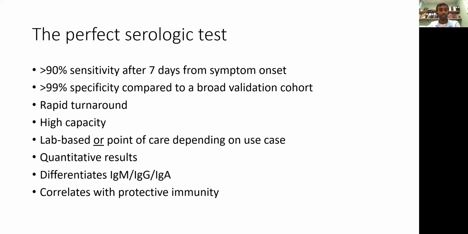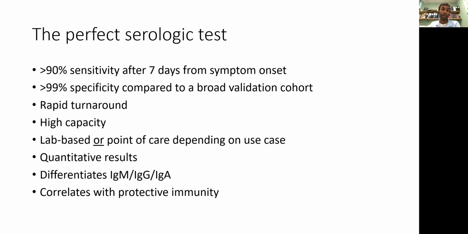And so to me, the perfect serologic test is one that has greater than 90% sensitivity after at least 7 days of symptom onset, has at least greater than 99% specificity compared to a very broad validation cohort that I described in the earlier slide, one that would provide rapid turnaround and high capacity on a high capacity instrument, can be lab or point of care, depending on the use case for this assay, provides quantitative results that we can use to compare trends and compare across patients, differentiates IgM from IgG and IgA, and I think above all, most importantly, the perfect serological test chooses a target where quantitative levels actually correlate with protective immunity.